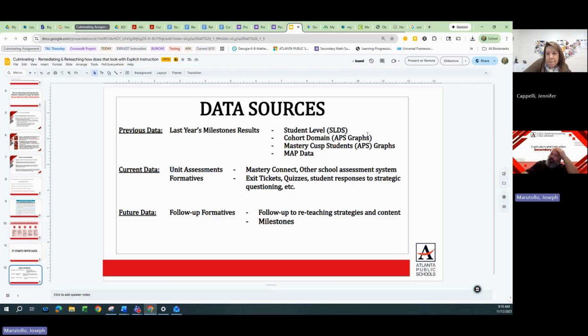What was the third group? You said whole group, small group, and is it more individualized? And then individual, right?